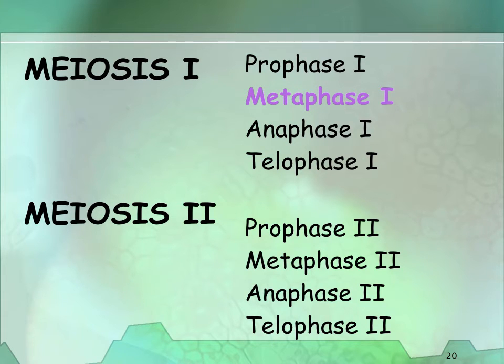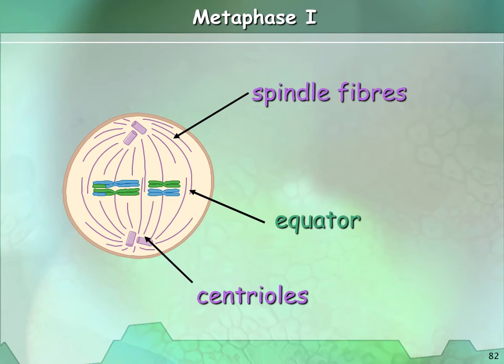Okay, metaphase I. How I remember metaphase I is metaphase, middle. During metaphase I, the centromere is attached to the spindle, and the bivalents arrange themselves randomly on the equator of the cell, with each pair of homologous chromosomes facing opposite poles.